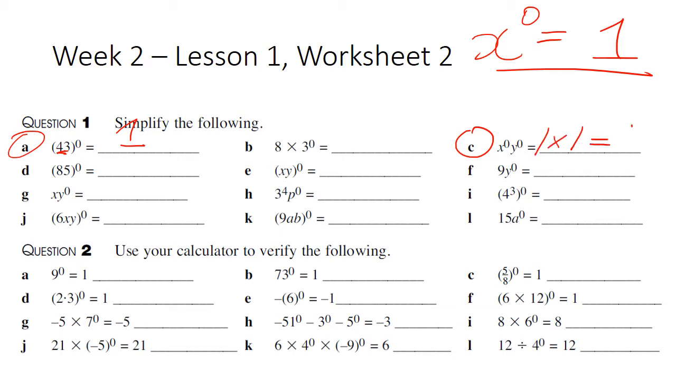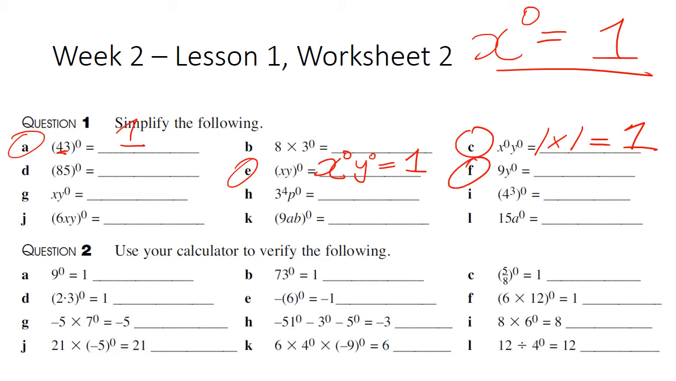So your answer is just 1. What about E? If I have (xy) to the power of 0, what does that mean? That means x to the power of 0 times y to the power of 0. That's just 1 times 1, so you're going to end up with 1.